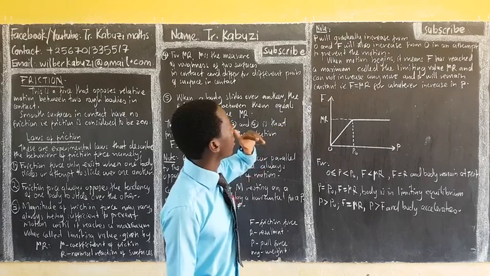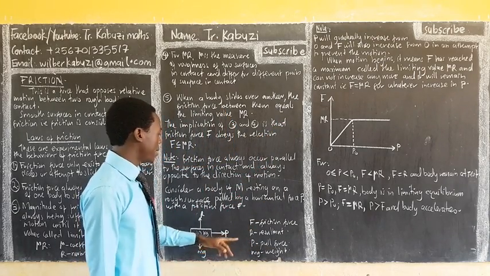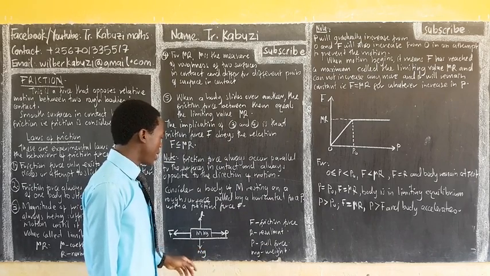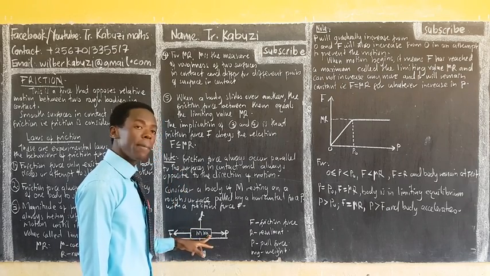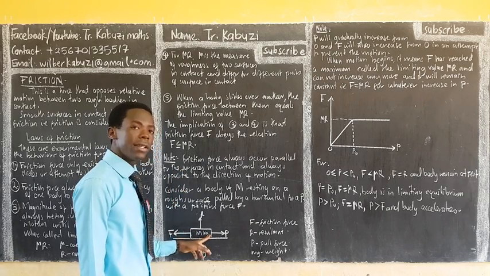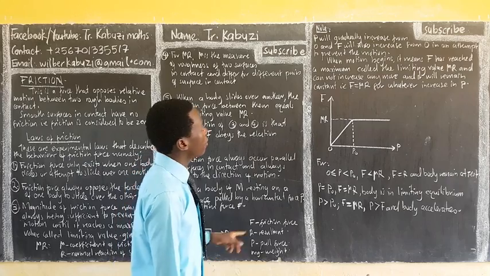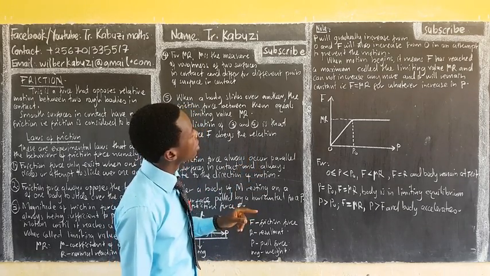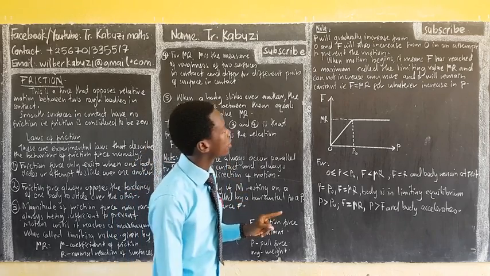P will gradually increase. So this force here, F, is the frictional force, this is the pull force, this is the weight, and then this is the reaction. Remember, there's always a reaction between the two bodies. So the reaction between this body and the horizontal surface. So this P will gradually increase from 0, and F will also increase from 0 in an attempt to prevent motion.